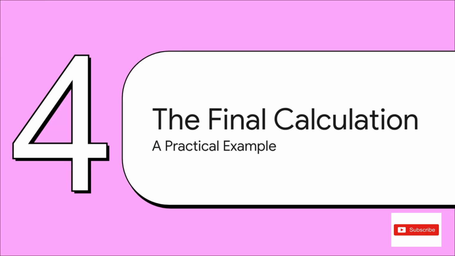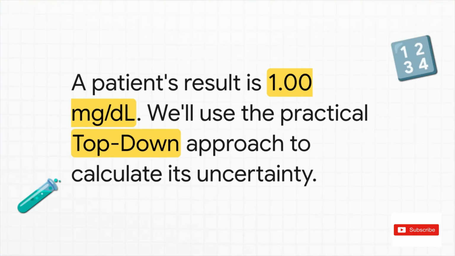Theory is one thing, but let's make this concrete. We're going to walk through how a lab calculates uncertainty for a test you see all the time. And you'll see exactly how all these ideas snap together. Okay, let's put on our lab coats. Imagine a patient's creatinine result comes back at 1.00 milligrams per deciliter. We're going to use that practical top-down approach to figure out the uncertainty that should go along with it.